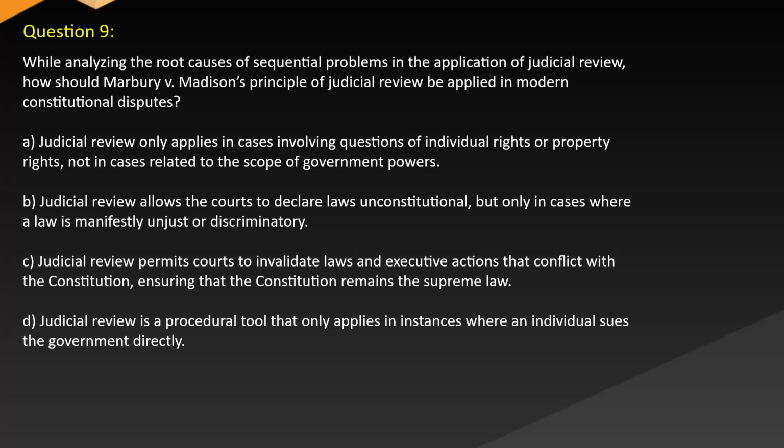B. Judicial review allows the courts to declare laws unconstitutional, but only in cases where the law is manifestly unjust or discriminatory. C. Judicial review permits courts to invalidate laws and executive actions that conflict with the Constitution, ensuring the Constitution remains the supreme law. D. Judicial review is a procedural tool that only applies in instances where an individual sues the government directly.